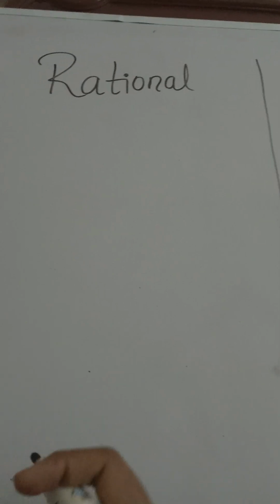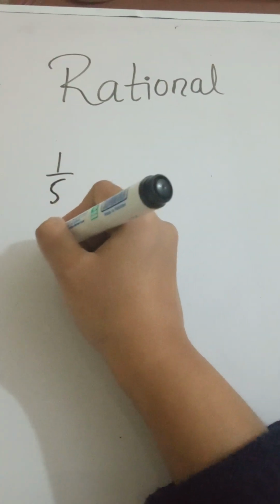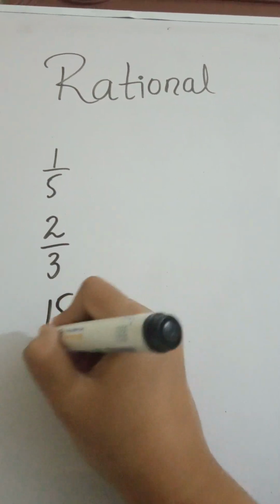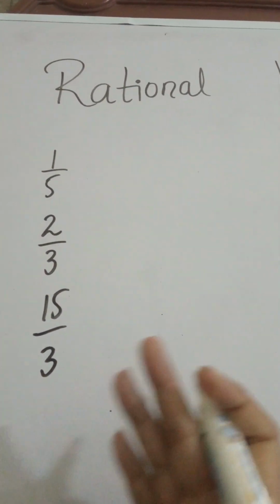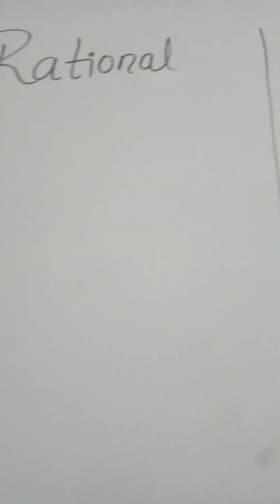Okay students, now I'll explain to you that, for example, I have a fraction 1 by 5 or 2 by 3 or any other fraction, like for example 15 by 3. I want to check if it's a rational number or an irrational number. I will divide it and check the decimal part.